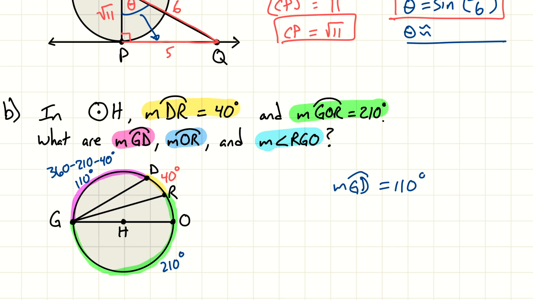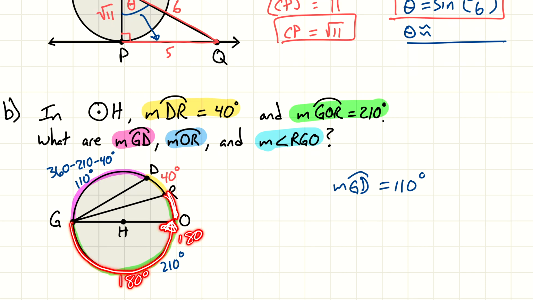OR, so OR is this piece. This piece happens to be a portion of the 210. And I happen to know that since GO is cutting our circle in half, half of a circle is 180 degrees. So from G to O is 180.